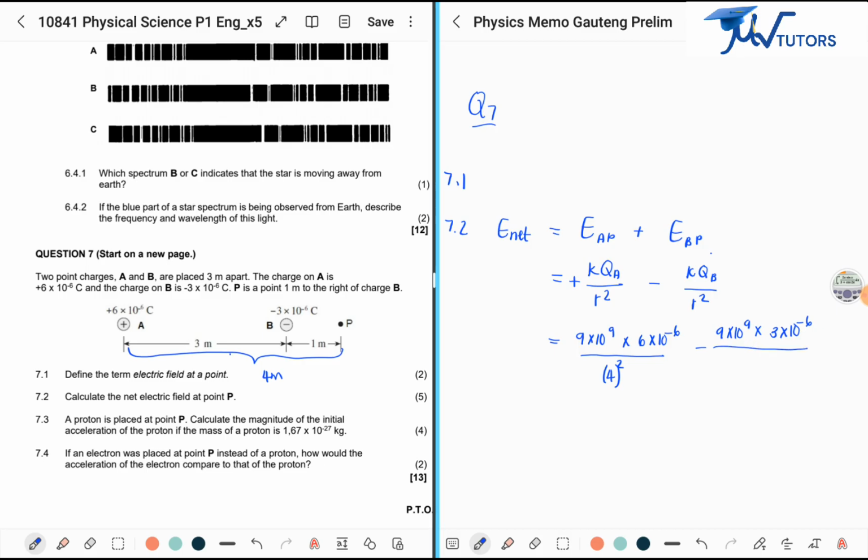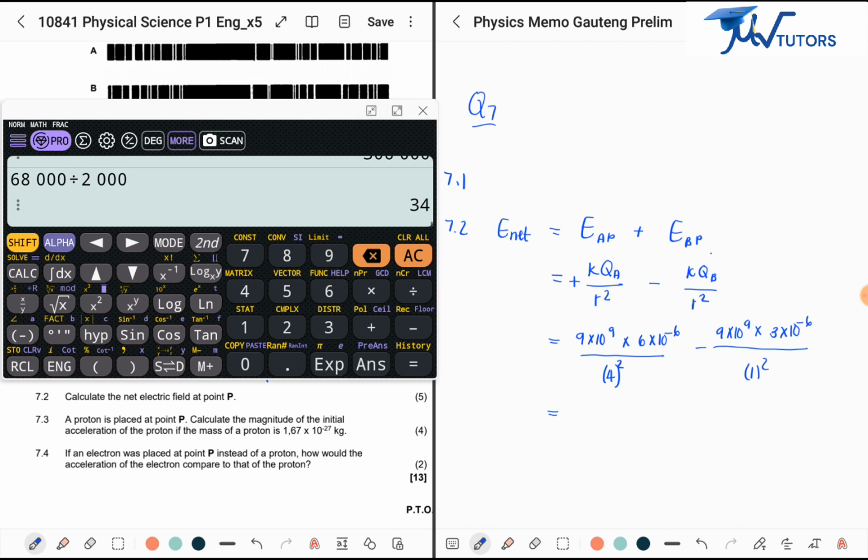And then we're dividing it by the distance between B and P, which is 1. Okay, so we're going to put all of this in the calculator and see what we come up with. So we have our fraction over there: 9 times 10 to the 9 times 6 times 10 to the -6 all over 4 squared, which is 16, minus 9 times 10 to the 9 times 3 times 10 to the -6 all over, that's just 1.